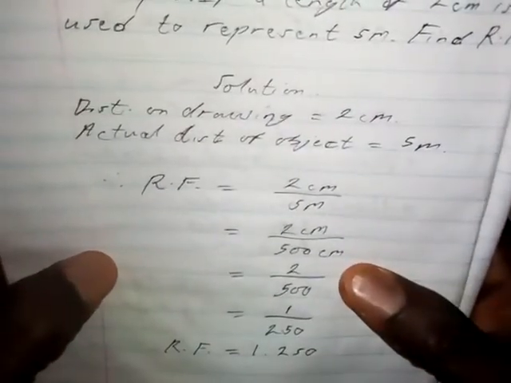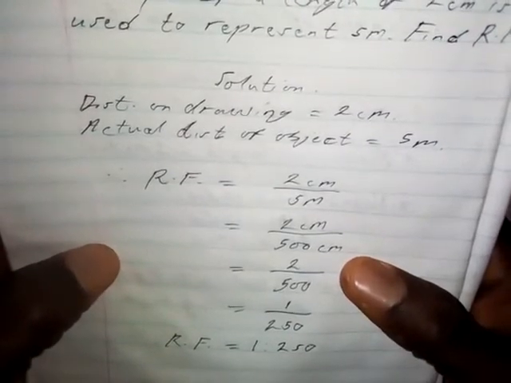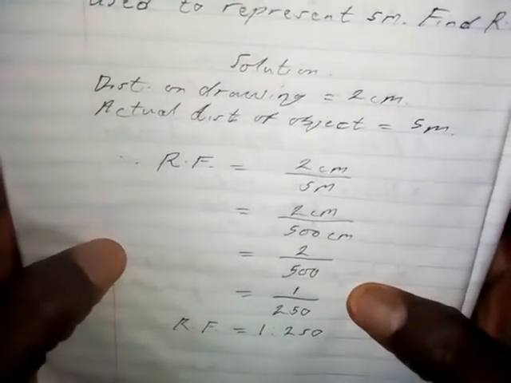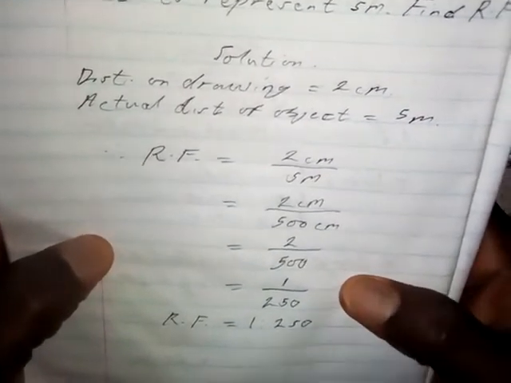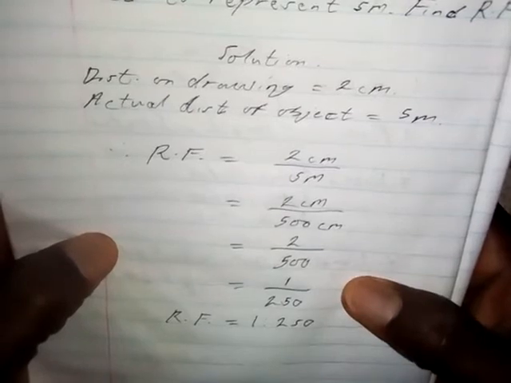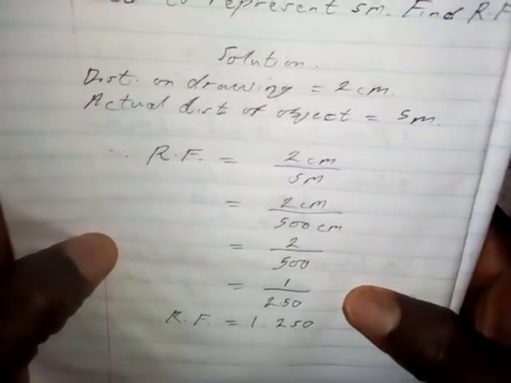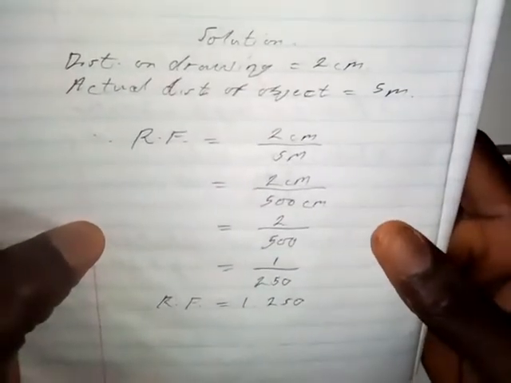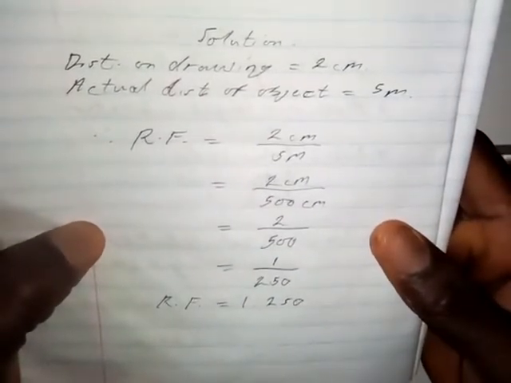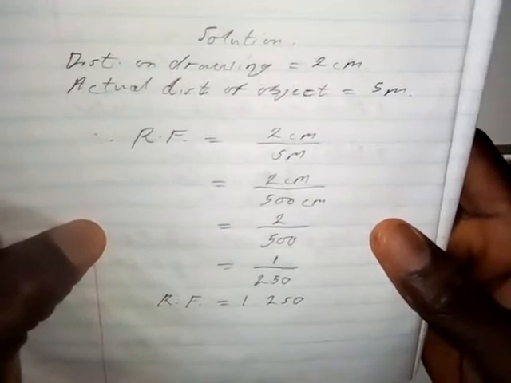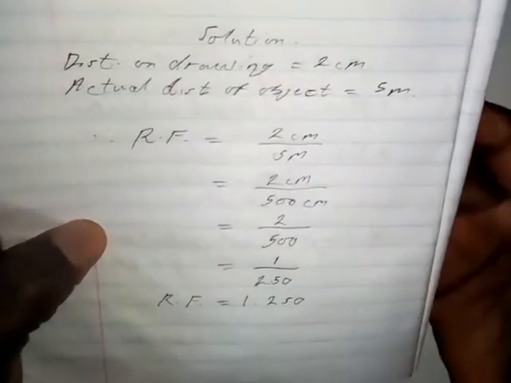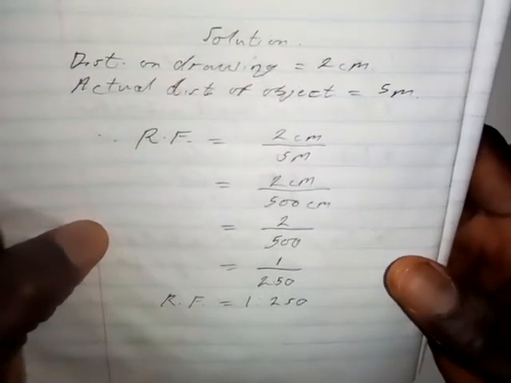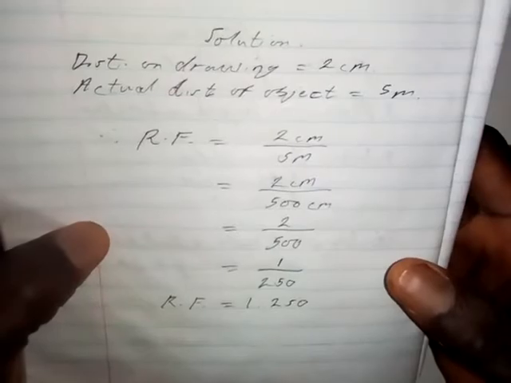Distance on drawing is 2 centimeters. Actual distance of object is 5 meters. So therefore, RF is equal to 2 centimeters over 5 meters, and 5 meters is equal to 500 centimeters. By computing, we have our RF to be 1 over 250, or 1:250. That is how you can work out your representative fraction if it's not stated in the question.